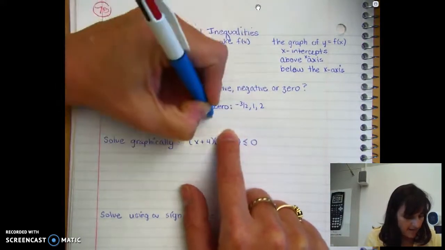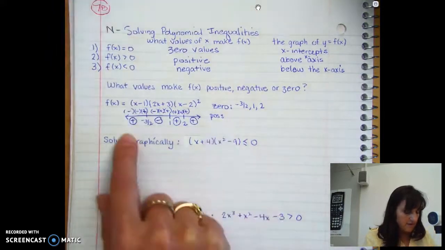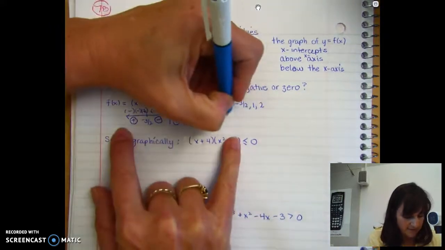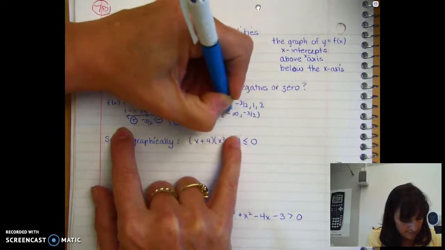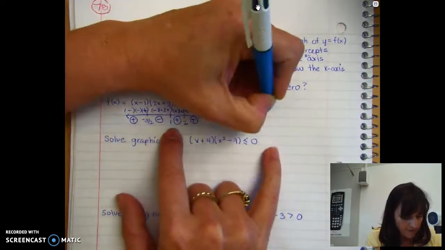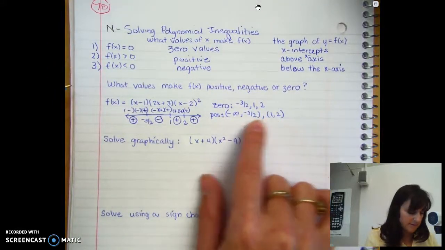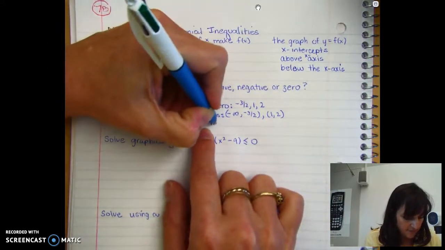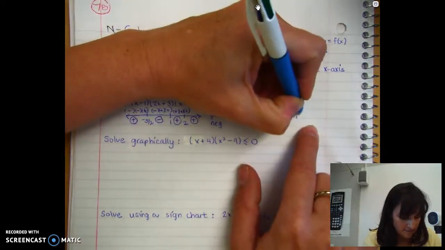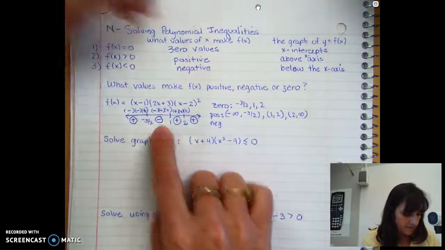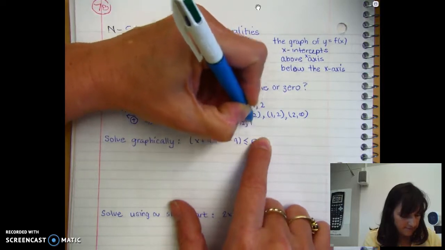The positive values, we have to answer using an interval. So the intervals where this graph is positive are from negative infinity to negative 3/2 and from 1 to 2. Notice I'm not using the brackets because that's where the graph is equal to 0. The negative interval, there's only one of them. Oh, sorry, I forgot that one, 2 to infinity. The negative interval, there's only one, and that's going to be negative 3/2 to 1.